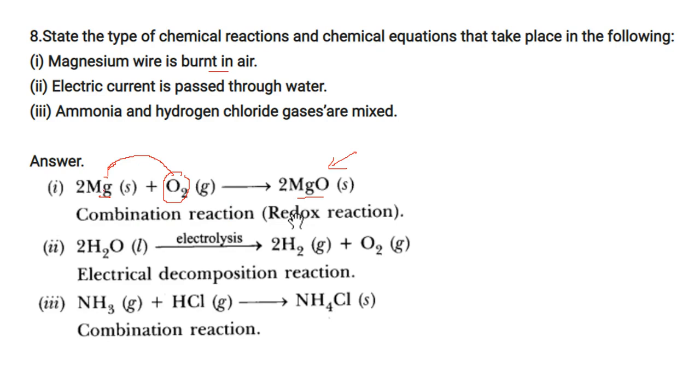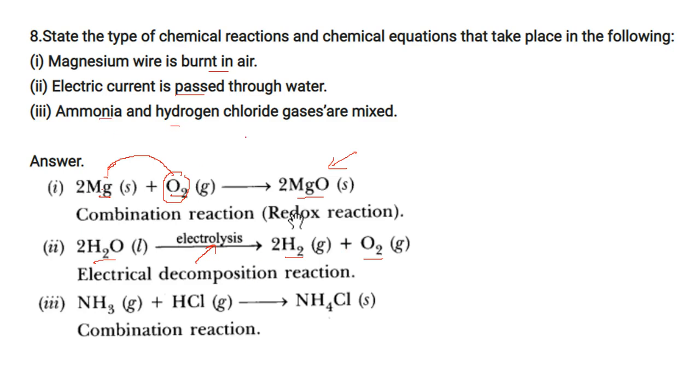But you see that magnesium is getting combined with oxygen. So it's a redox reaction as well. Oxidation of magnesium is taking place. Electric current is passed through water. So when H2O is subjected to electric current, that is electrolysis is done, then hydrogen and oxygen is produced, and this is nothing but electrical decomposition reaction.